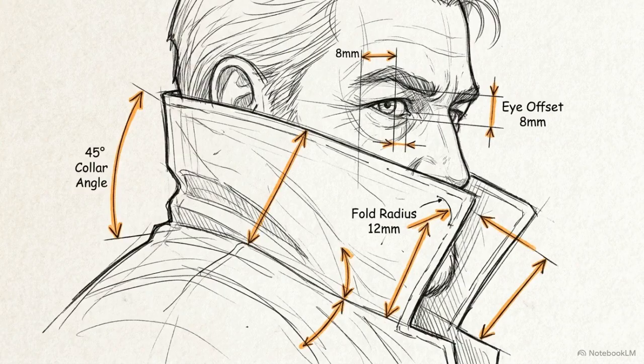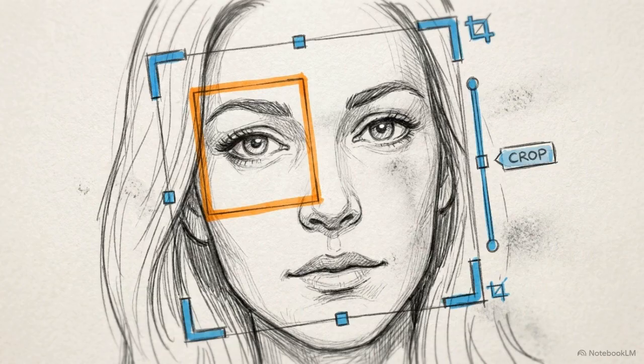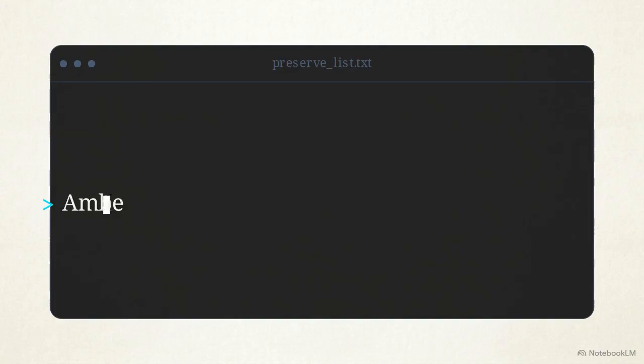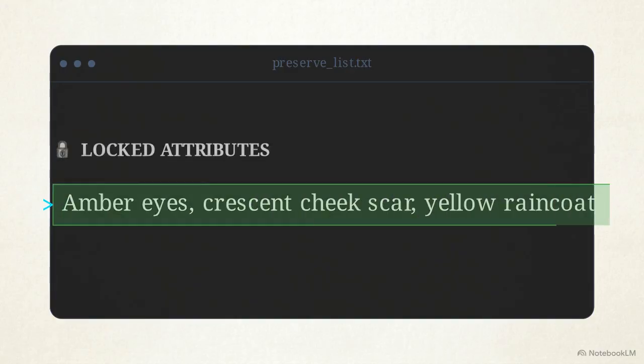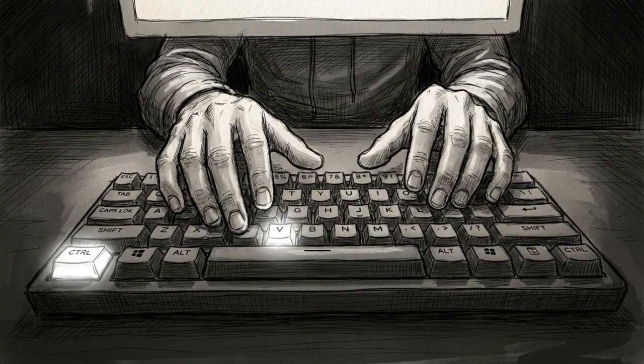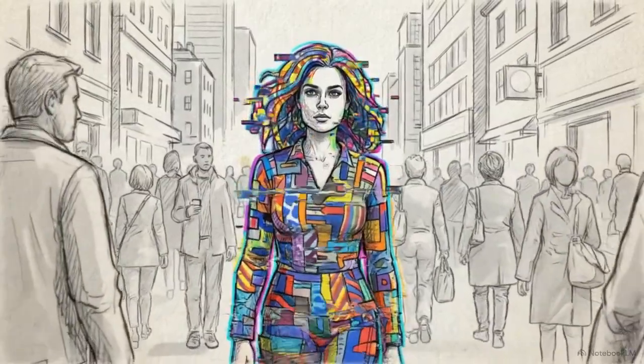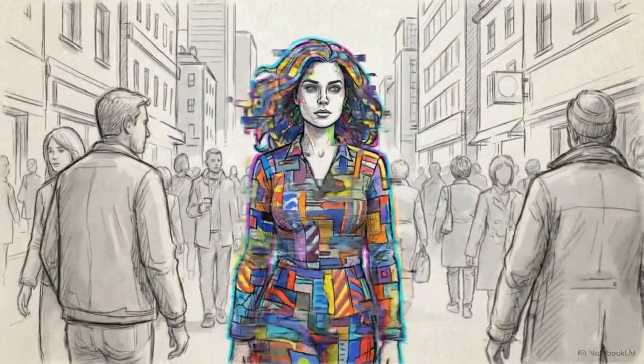Now that we have our sheet, we define our invariants. These are the specific physical traits that must never change under any circumstances. Extract 4 to 5 non-negotiable details, like a specific eye color, a distinct facial marking, or the exact coat cut. Take those details and compile them into a single, straightforward sentence. This is your preserve list. From this moment on, you will copy and paste that exact preserve list into every single prompt you write for this character. Relying on the AI to remember a character's vibe often leads to failure. You ensure continuity by strictly repeating the rules.